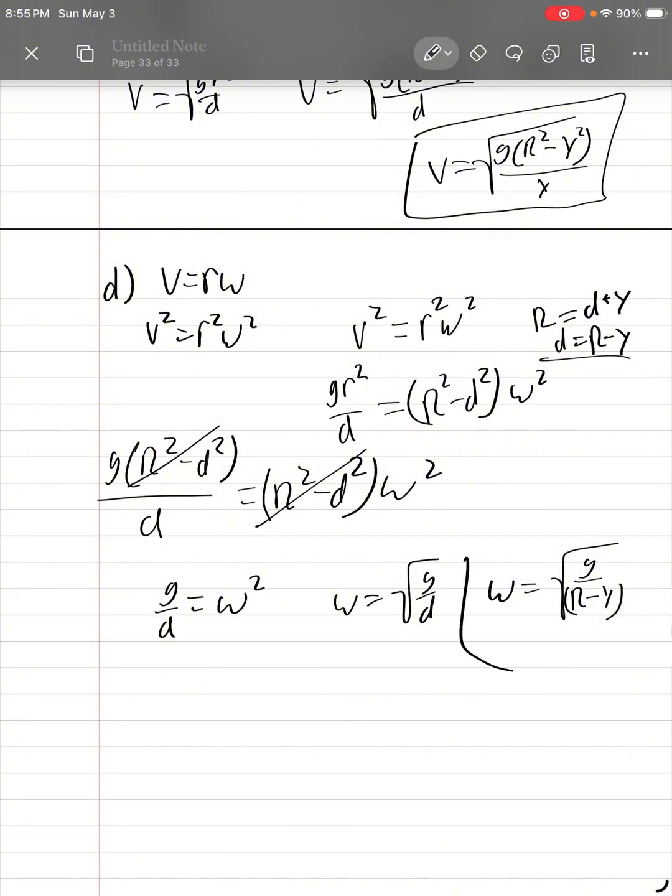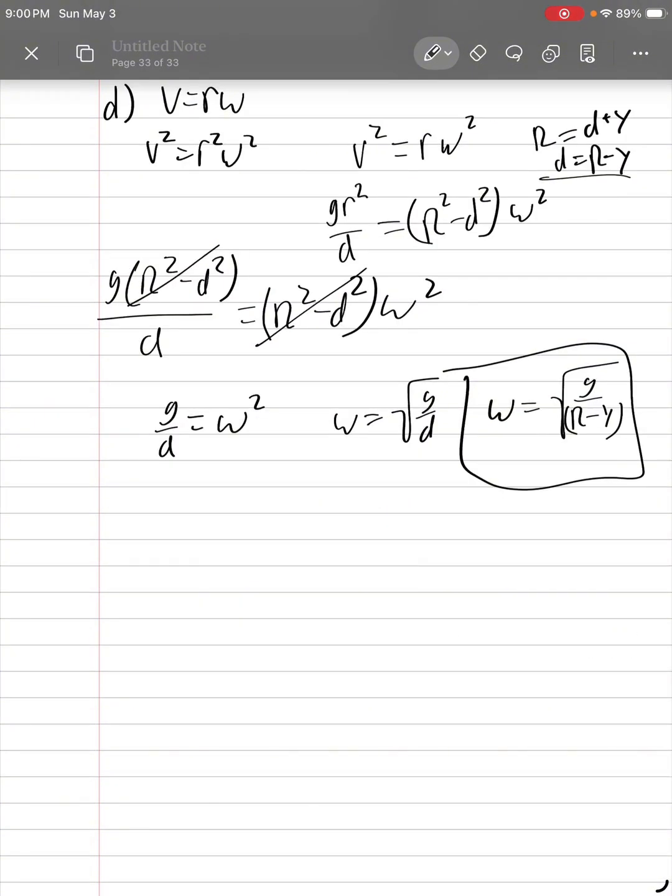And that is our answer for part D. So for part E now, we know that omega is equal to the square root of g over d. And it wants us to find that omega minimum is equal to the square root of g times R over R. And so to find the minimum omega value, we would simply take d to be the same as R, the same value as R. So we'll have omega is equal to the square root of g over R.